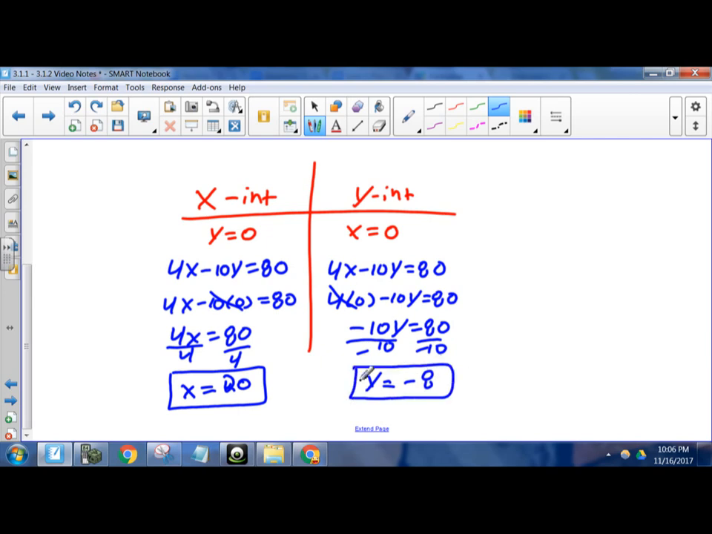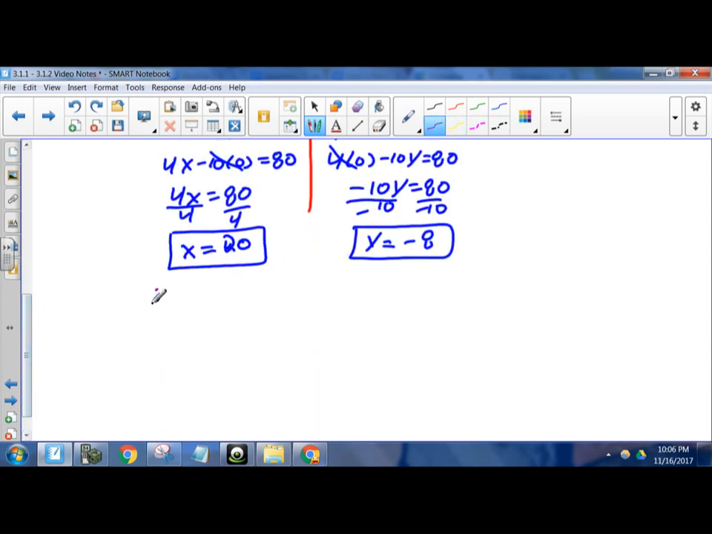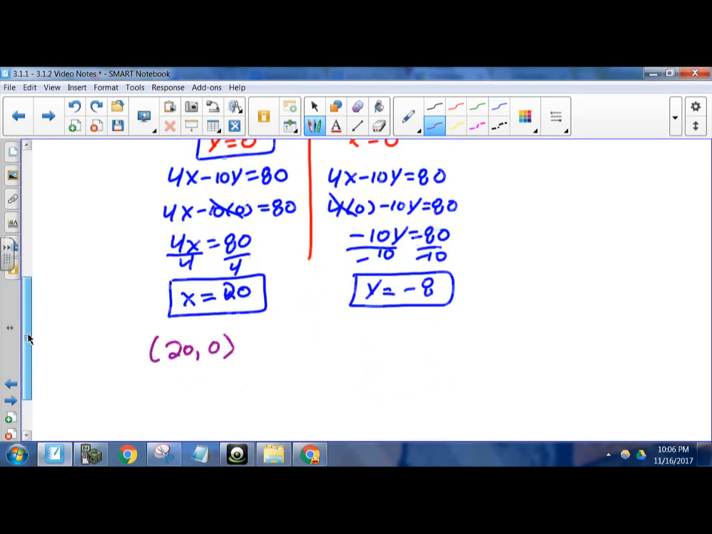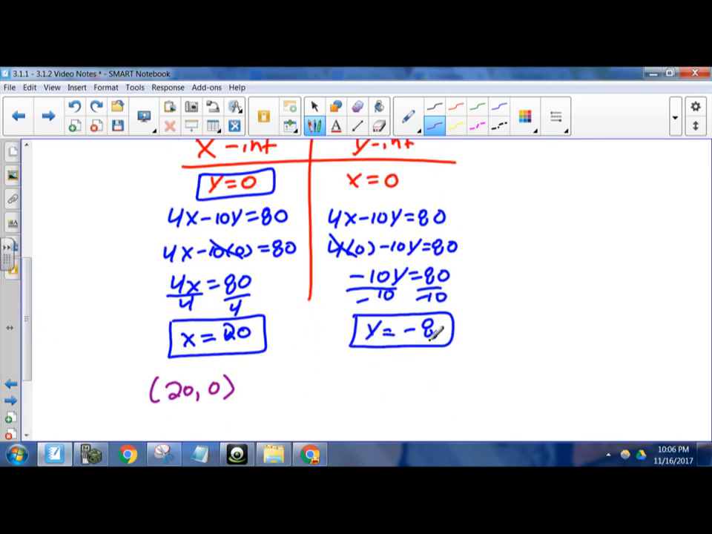Okay? So let's put it all together. The x-intercept. Here's what I've got. I know that x is 20. I know that y is 0. That gives me the final coordinate point for the x-intercept, 20, 0. In the y-intercept, I know that y is negative 8 and x is 0. So I put it all together, and I got the coordinate 0, negative 8. Okay? So I have just found the intercepts of this graph.